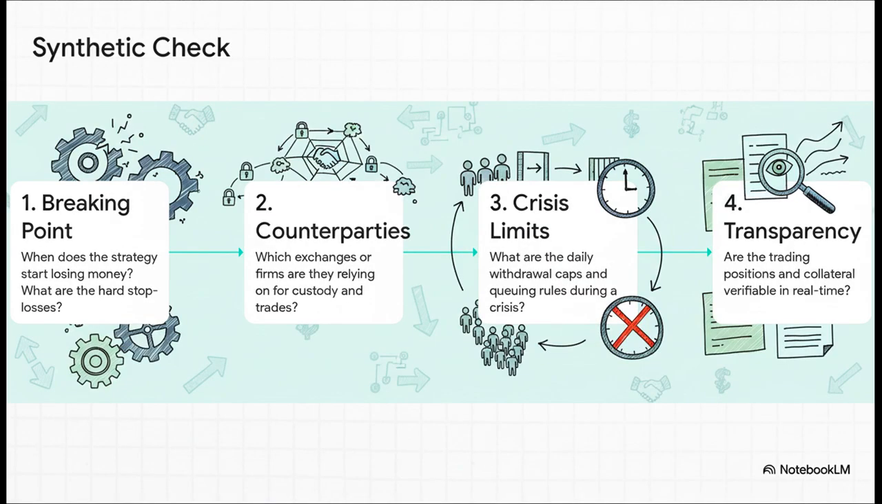Now, for the synthetic ones, the checklist looks totally different. We're not asking what's in the vault, we're asking about the engine. First, when does this strategy break? What's its failure point? Second, who are the counterparties? Which exchanges are they relying on? Third, what happens in a crisis? Are there limits on withdrawals? And finally, can you even see what they're doing? Is it transparent in real time?